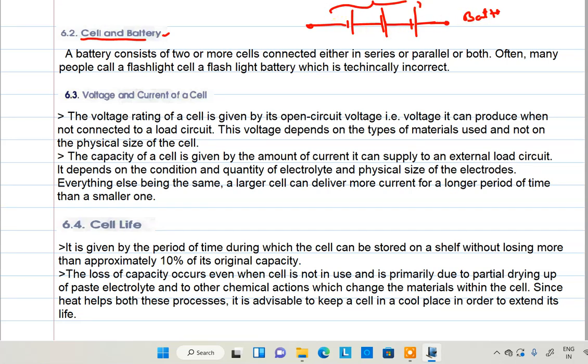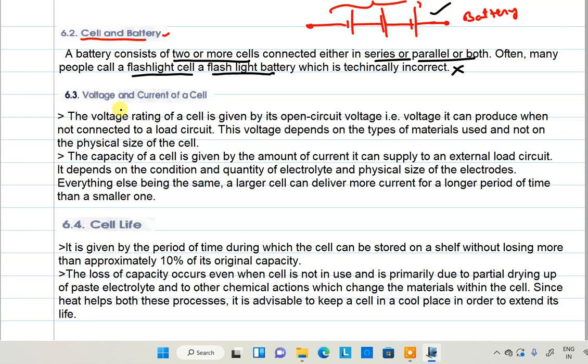What does it mean by battery? Battery is nothing but a group of cells. A battery consists of two or more cells connected in series, or parallel, or both. People often call it a flashlight cell or flashlight battery, which is technically incorrect. A battery is nothing but a group of cells connected in series, or parallel, or both series and parallel.